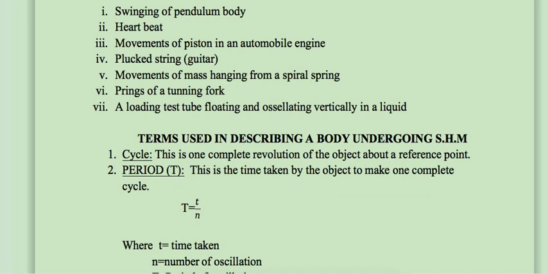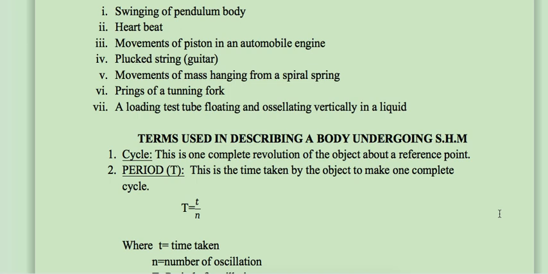Now, before we continue, let us learn some basic terms that are used when explaining simple harmonic motion. The first one is cycle. A cycle is one complete revolution of an object about a reference point. What do we mean by that? When a body moves round a circle, we say it has completed one cycle. It has made one revolution, and one revolution is equal to 360 degrees.